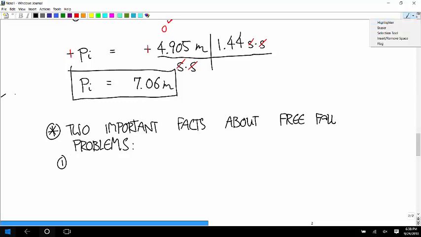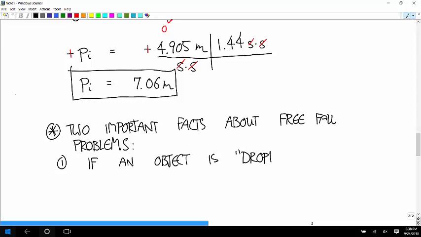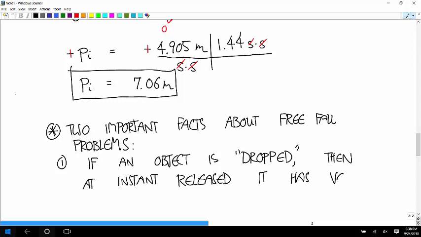The first one is what I just said. If an object is dropped, then at the instant it's dropped, at the instant it's released, it has the velocity of whatever it's dropped from.